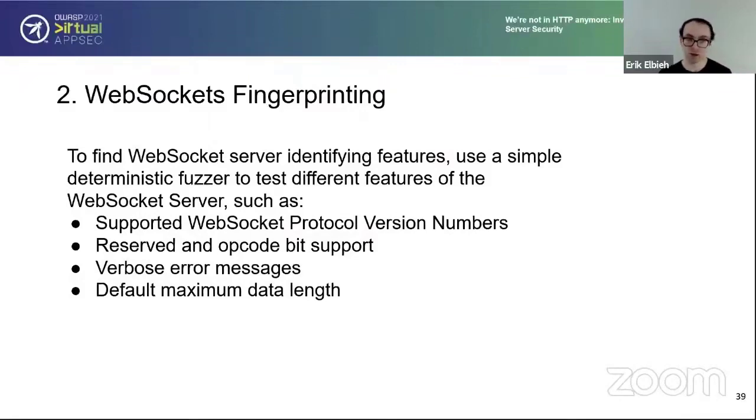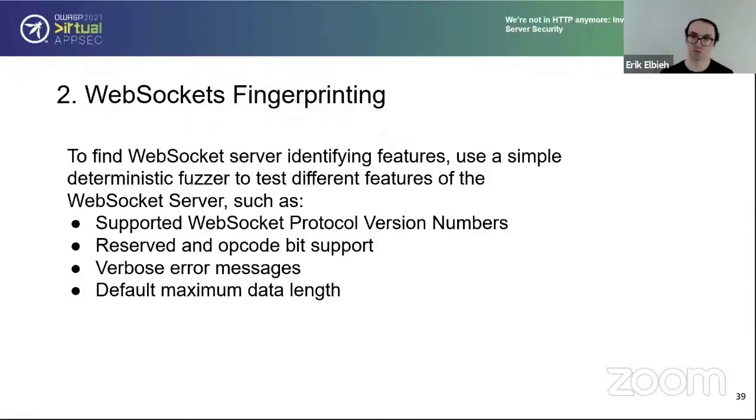Additionally, there is reserved and opcode bits. This is the closest equivalent to a header that you have in a WebSocket frame. And if you set these special bits, servers react in different ways, most often with an error message, which can be rather verbose and actually give you information on what's going on back there. The last identifying feature mentioned here is the maximum data length. So by default, a lot of these servers have a maximum length of the WebSocket frame built into the source code.